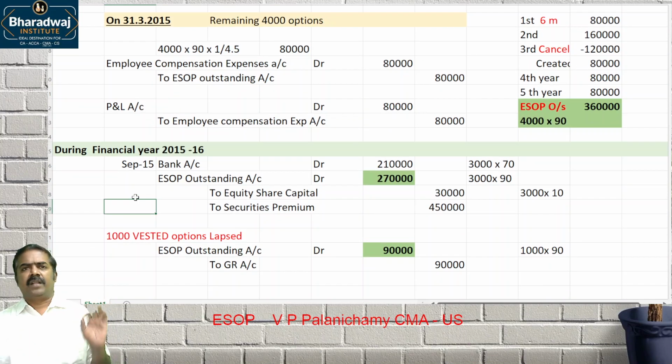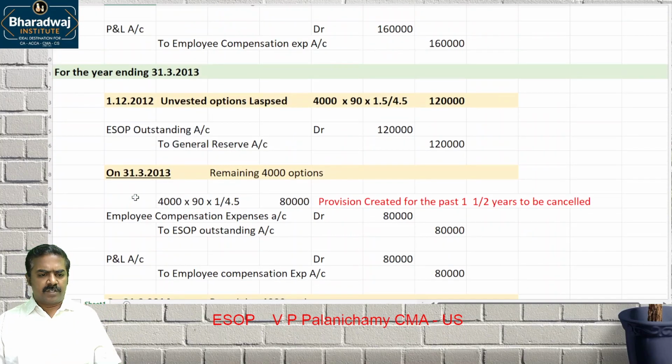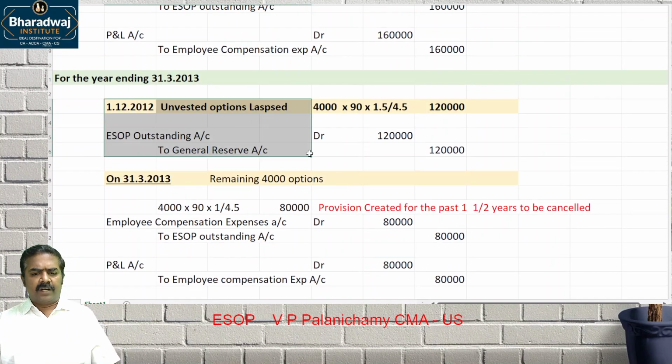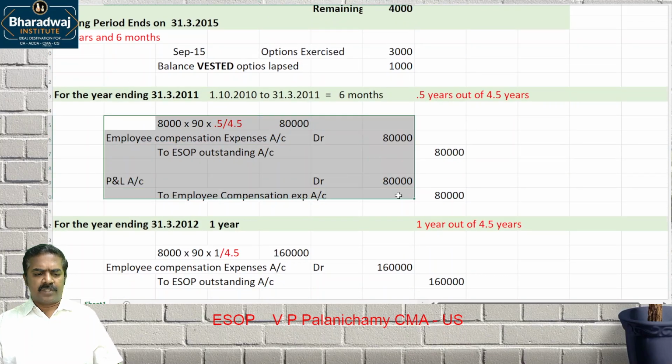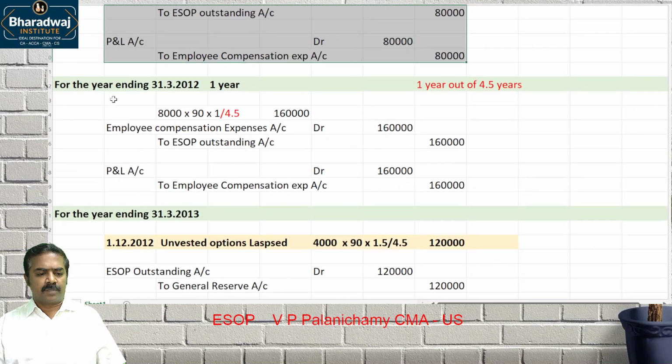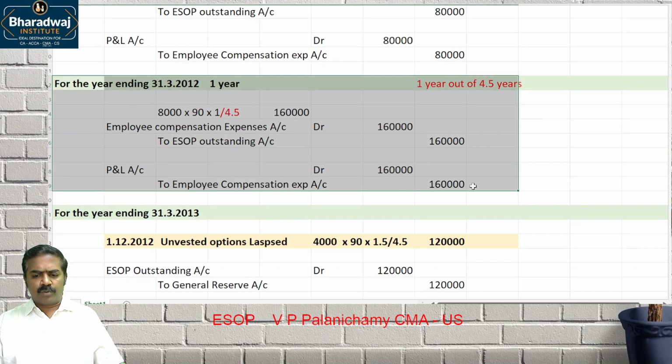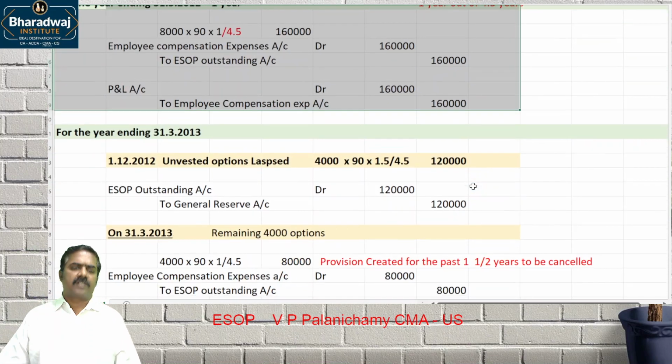Once again, repeat the entire process for a minute, paying attention. First, the period covered is only how many months? 6 months. So we create a provision 0.5 by 4.5 based on how many options? 8,000 options. Next year also, we create 1 out of 4.5 years, 1 by 4.5, based on 8,000 options.